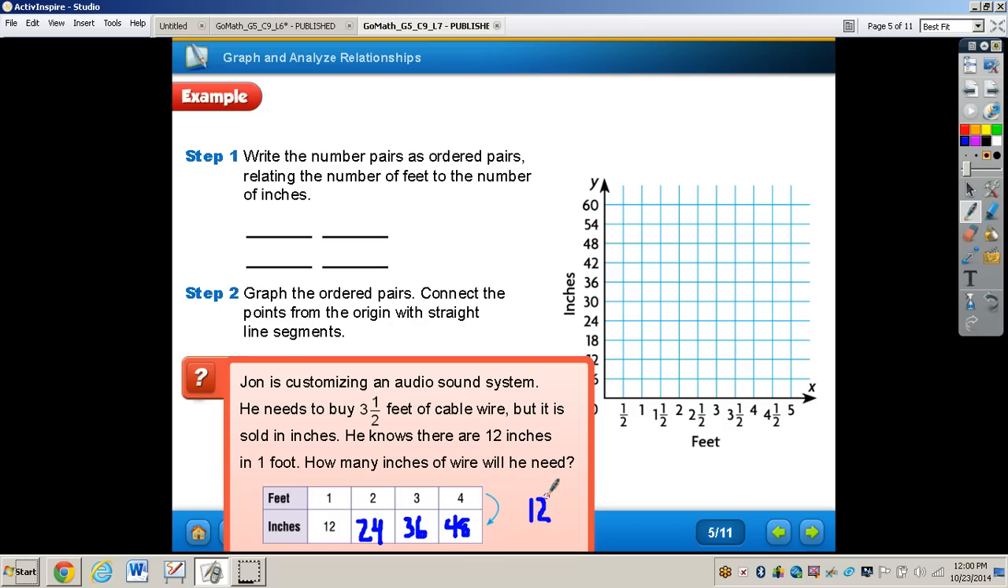All right, now we need to go through our steps in graphing this information. So we have 1 foot is going to be 12 inches, 2 feet, 24 inches, 3 feet, 36 inches, and 4 feet, 48 inches. I want you to write these ordered pairs right there on step 1.